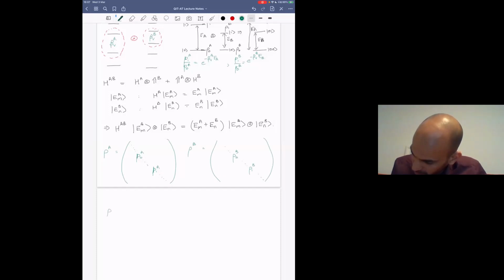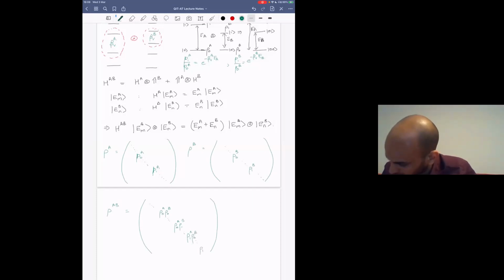And so therefore my rho AB is going to have the following form. There are going to be many states we don't know about, but then there's going to be a P0A P0B, a P0A P1B, a P1A P0B, and a P1A P1B. I keep saying rho instead of P, I apologize. This is associated to 0,0, 0,1, 1,0, and 1,1 on AB.